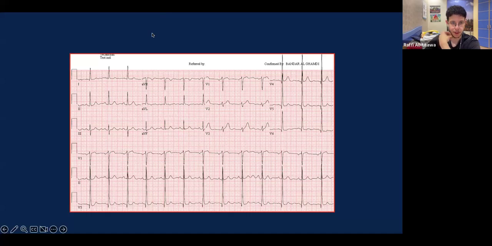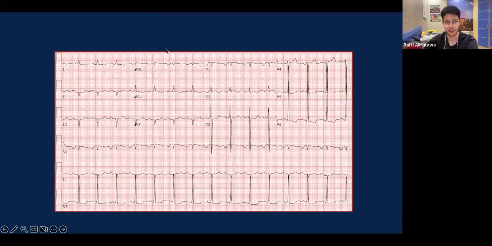Okay, left ventricular hypertrophy. Yeah. So this is also left ventricular hypertrophy. It'd be funny if this wasn't left ventricular hypertrophy. So what do you guys think?